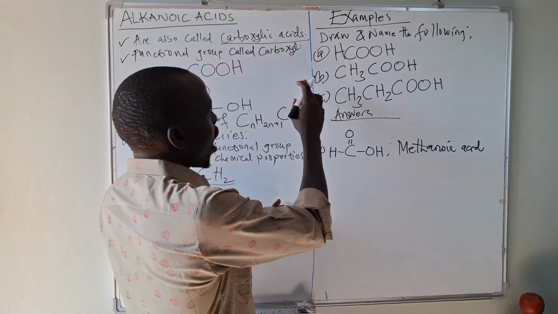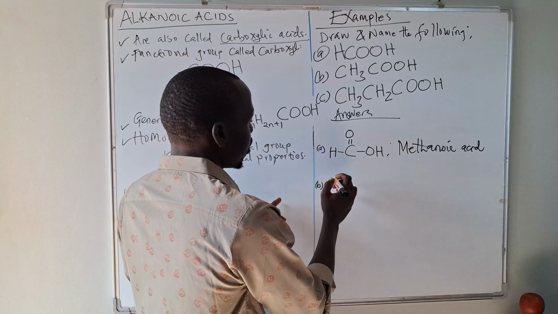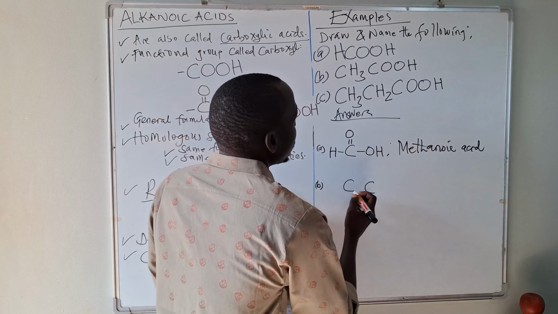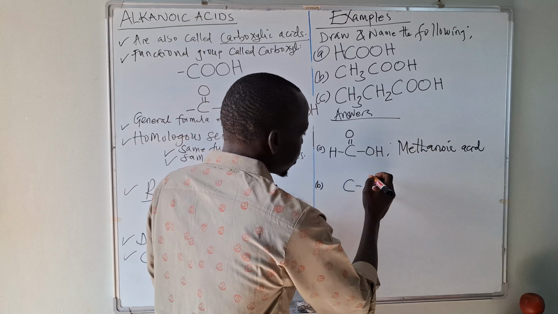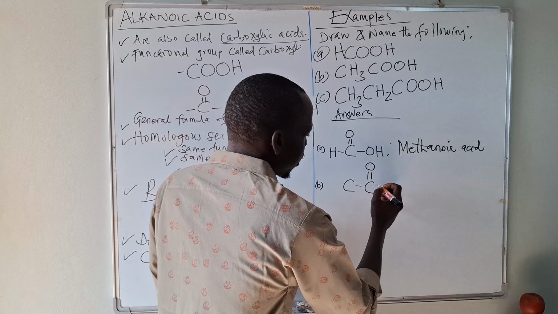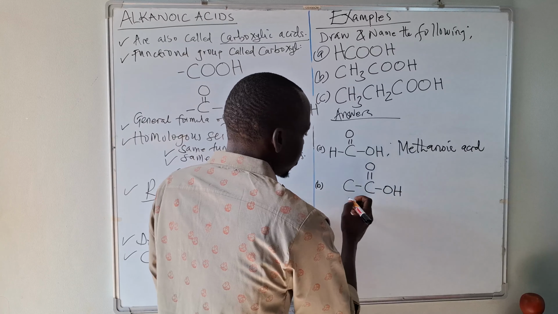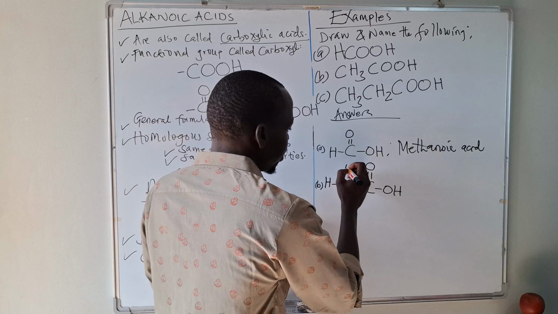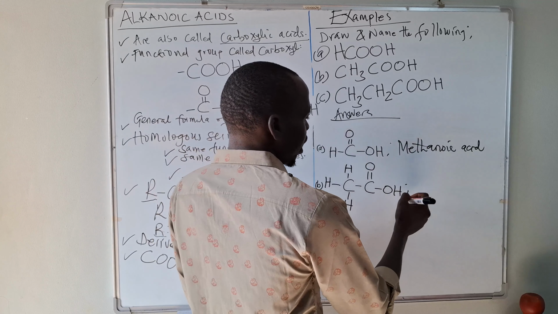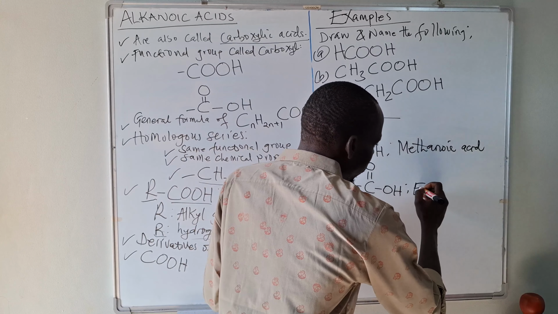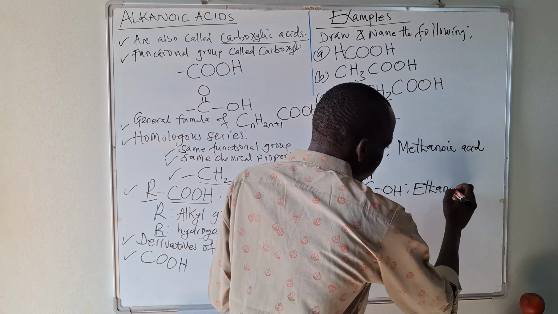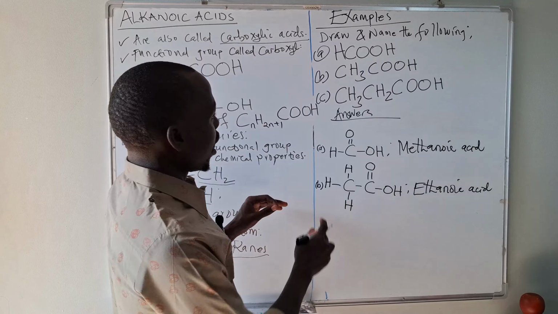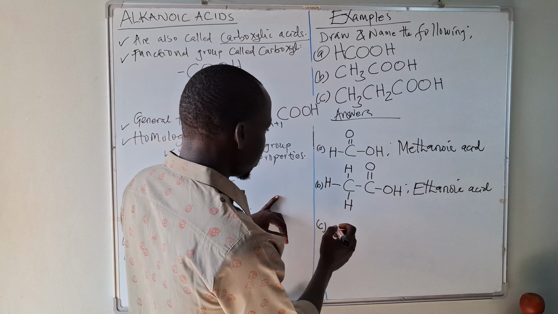Okay, how about part B? We can follow the same procedure and say we have 1, 2 carbons, and we shall have 3 hydrogen atoms. So that means we have drawn this. How can we name this? This is called ethanoic acid.